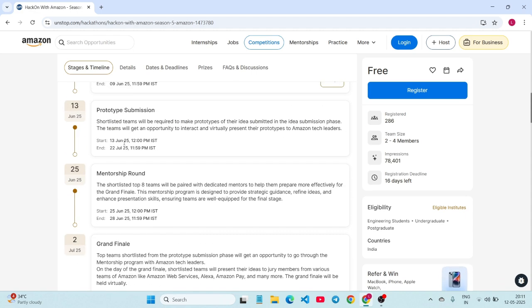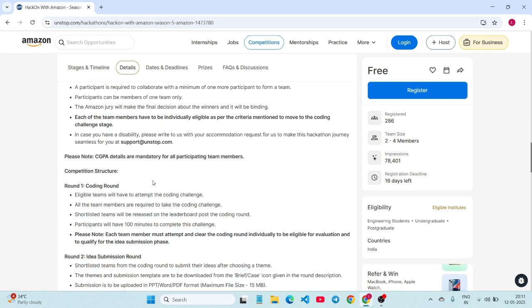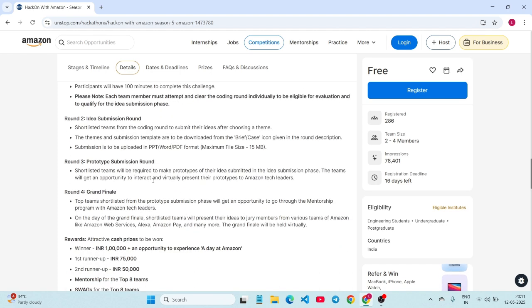And also they have given here as 22nd July, but it is not 22nd July, it is 22nd June. So this is all what you need to know about this, and also prepare for it.